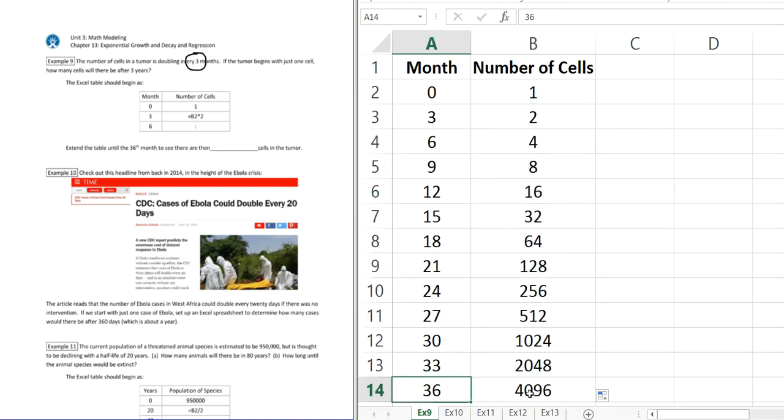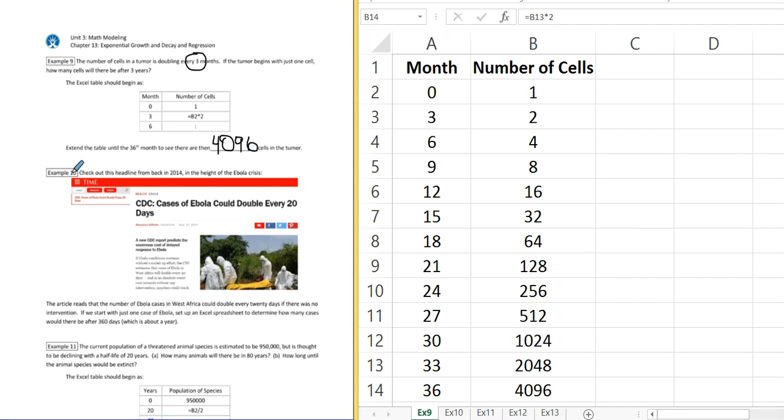Going all the way down to 36 months, we can see that in 36 months there would be 4,096 cells in that tumor.